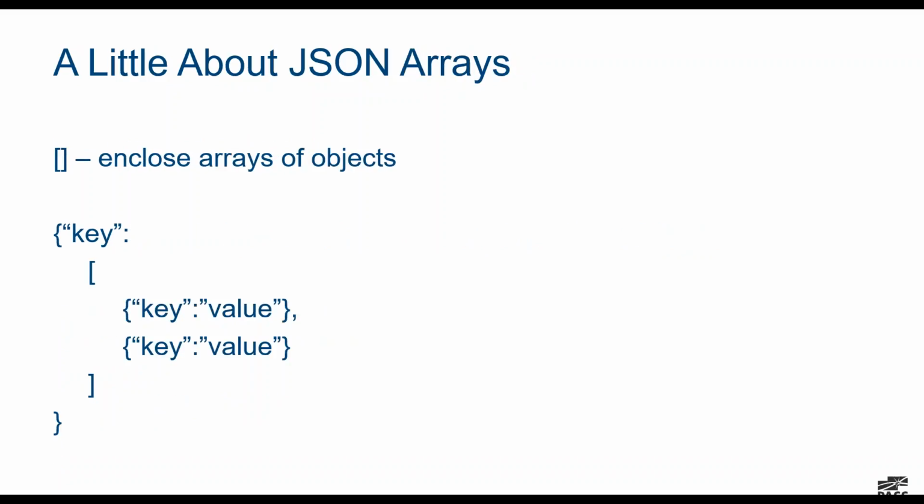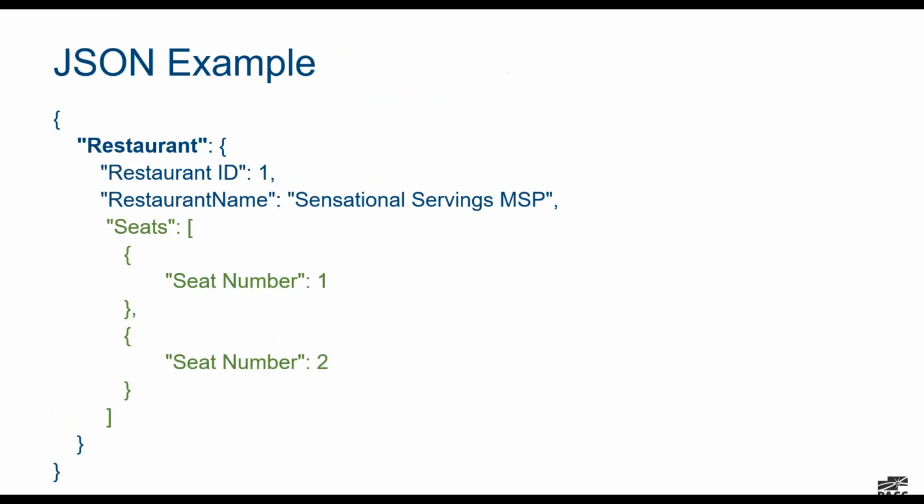JSON arrays. This is a very important structure within JSON. We'll be using it a lot when we interrogate some structures. But square brackets enclose those arrays. So you can see a key and then you can enclose them. The assumption is everything within that array are the same. There doesn't have to be, but that is the assumption that most people make.